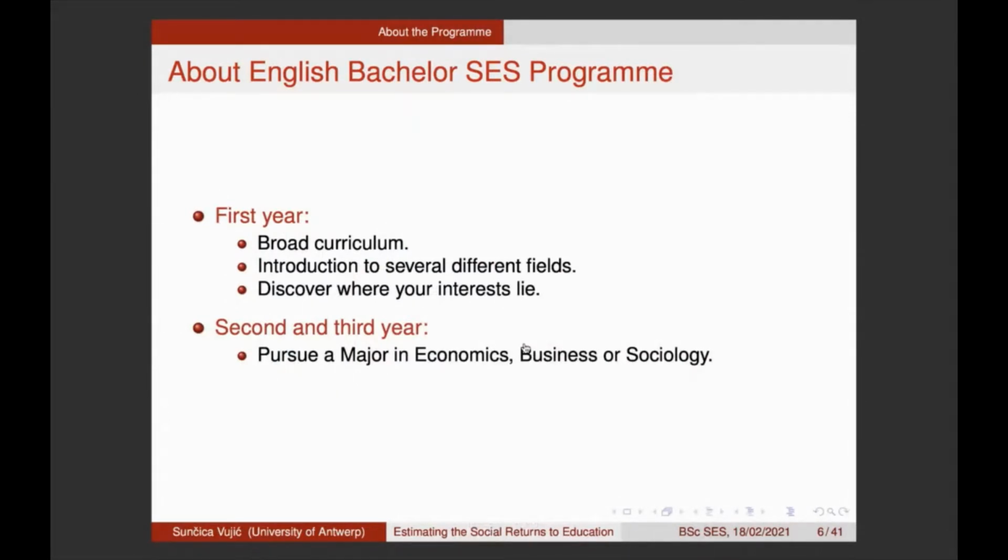So how does it look? You probably saw the structures of different bachelor programs that you might be considering starting next year. In the first year, you will get a broad curriculum. It will be the same program for everyone, and you will get an introduction to several different fields. The idea of this first year is that you discover where your interests lie.